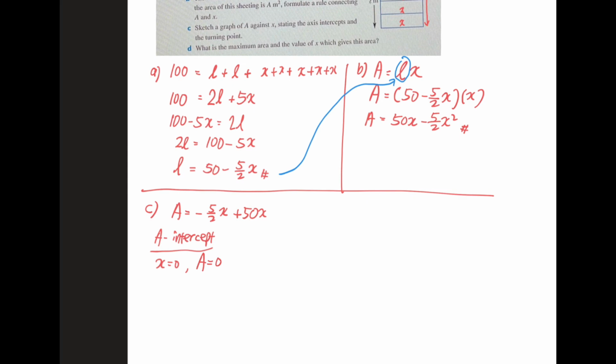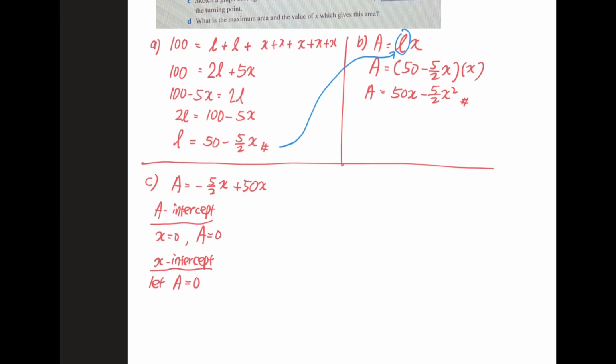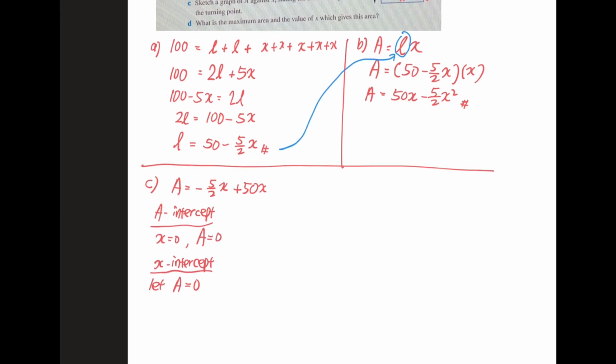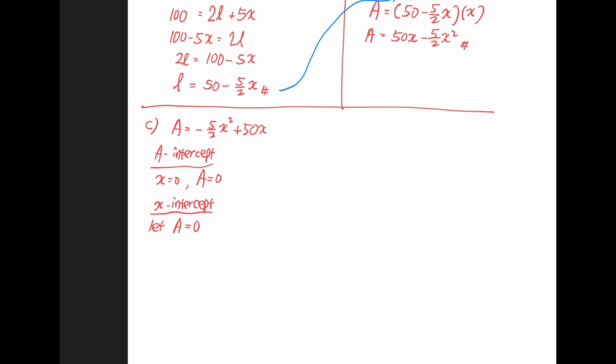Now I want to find the x-intercept, so I have to let A equal to 0. I just realized I forgot to put the square here, so the square is missing. I put it back, the square. Now 0 equals minus 5 over 2 x squared plus 50x. So we need to find x from here.